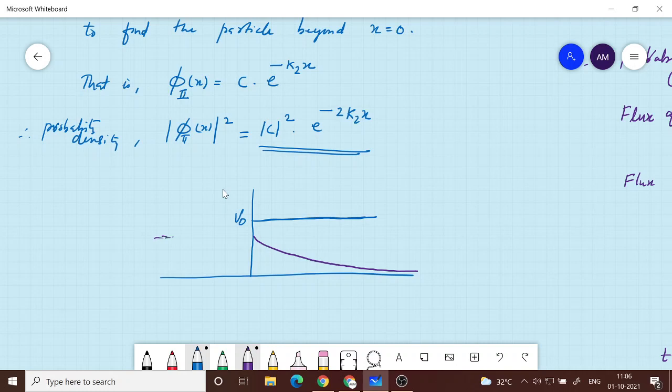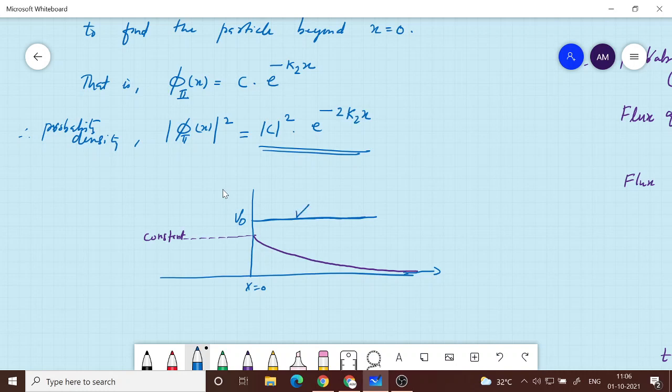Here on the left side, the magnitude of the wave function will be constant, and that constant will depend upon the normalization, which we did not do. So here I will say it is constant, but from x equal to 0 onwards there is a finite probability, and it goes to 0 at higher values of x.